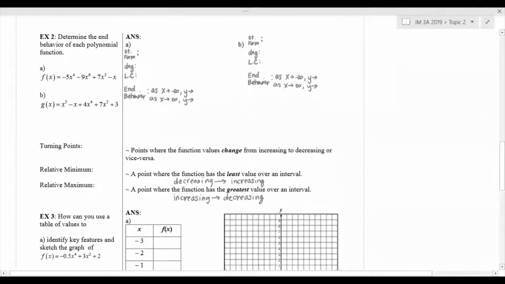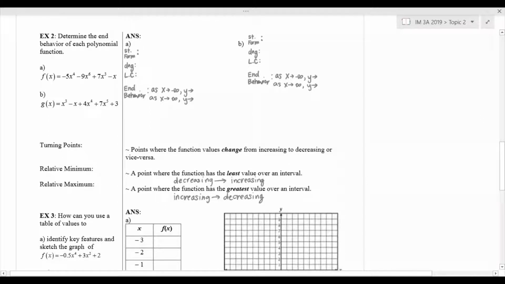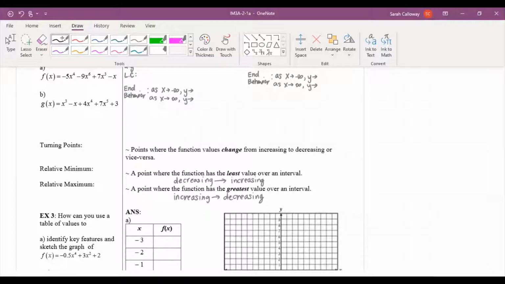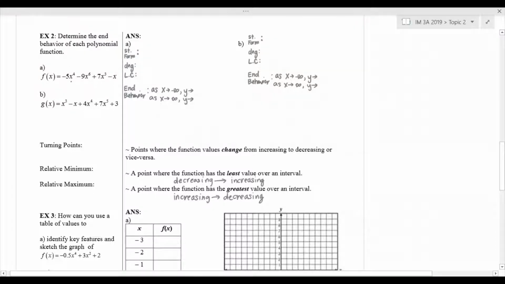So in this, we have a polynomial and we want to know the end behavior. In order to find end behavior, we have to know the standard form of the function to identify the degree and the leading coefficient, because the degree and the leading coefficient tell us how end behavior should look. And so what we want to do is take the equation they give us and write it in standard form. So for these, notice there's no like terms, there's no powers that are the same. So we're just organizing the powers so that it goes from greatest to smallest.